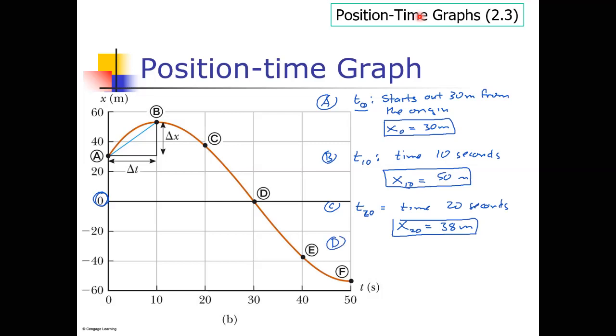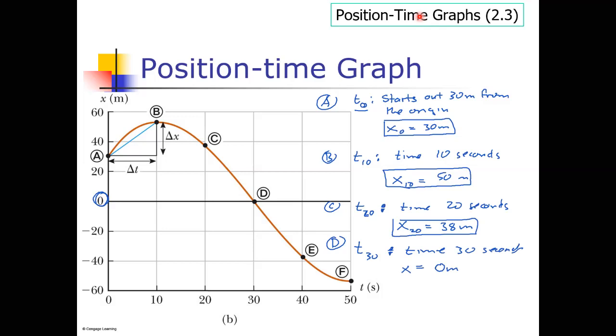At point D, we are at 30 seconds from when we started. So you can imagine that 30 seconds has elapsed. And where is the object? Where is the person now? The person now is at a position where x is equal to 0.